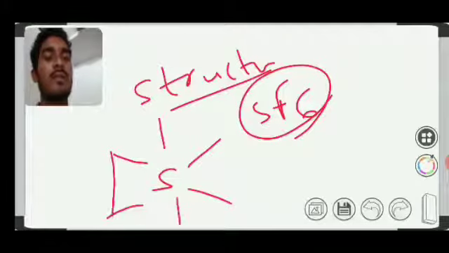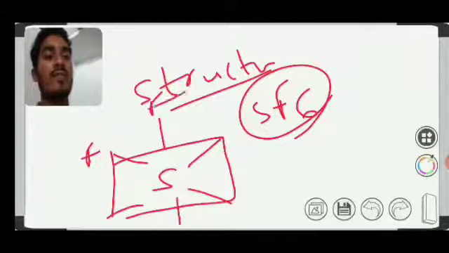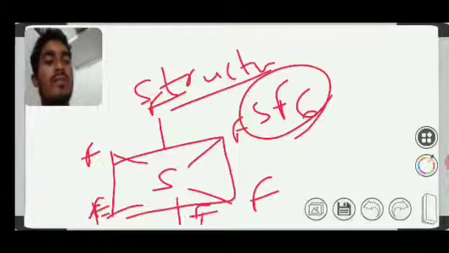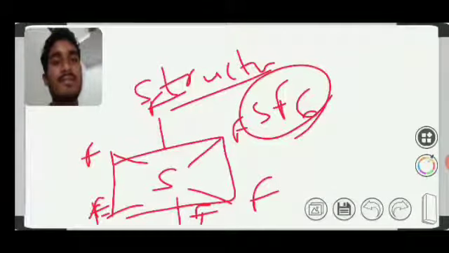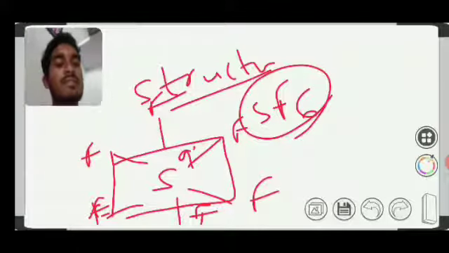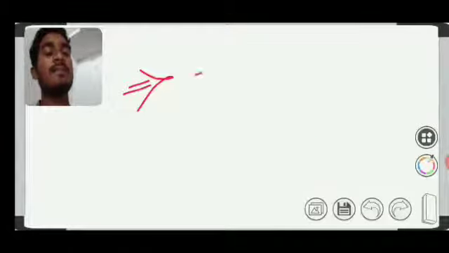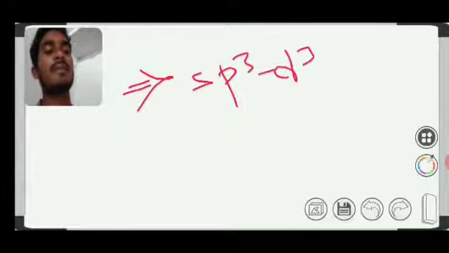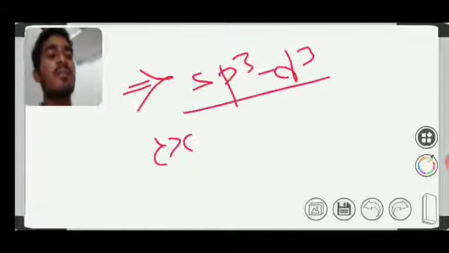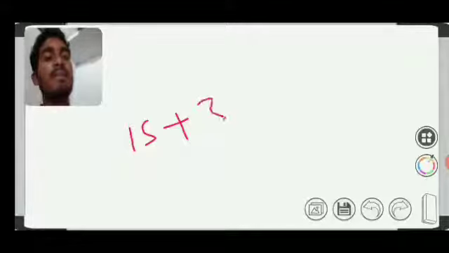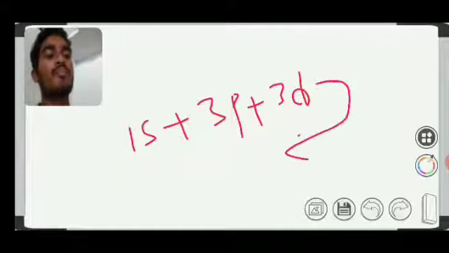Octahedral shape: fluorine here, here, here, here, and here. This is octahedral, and the bond angle is 90 degrees. Finally, the last hybridization is sp3d3. The example is iodine heptafluoride. sp3d3 hybridization means 1 s orbital, 3 p orbitals and 3 d orbitals give sp3d3.